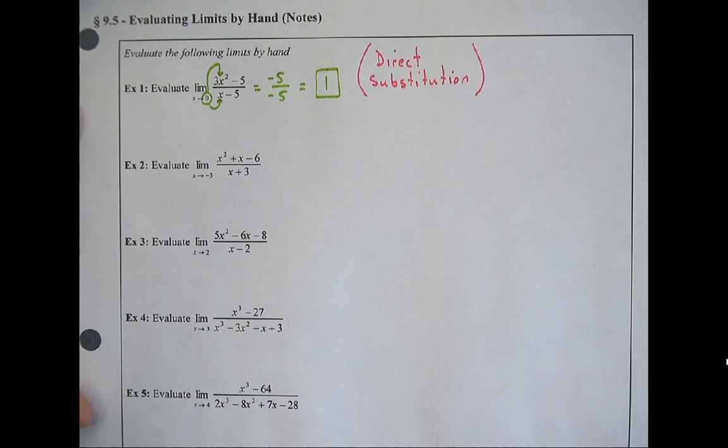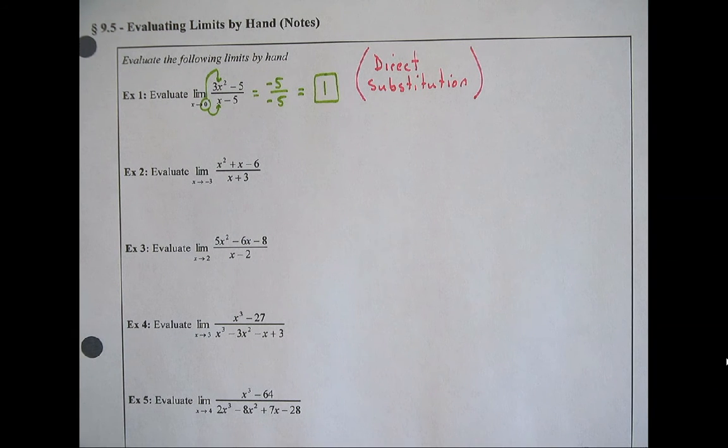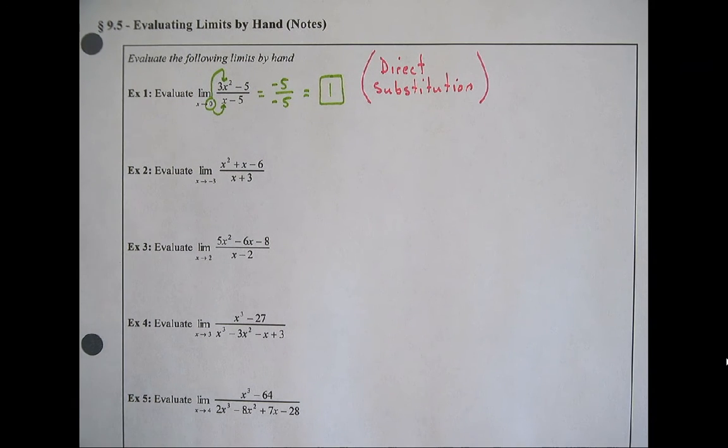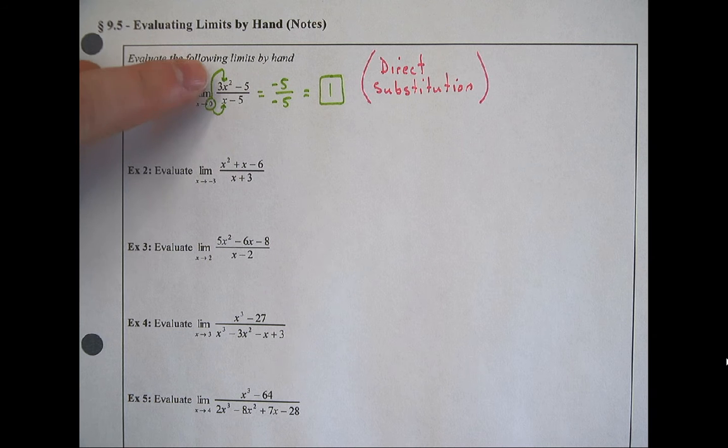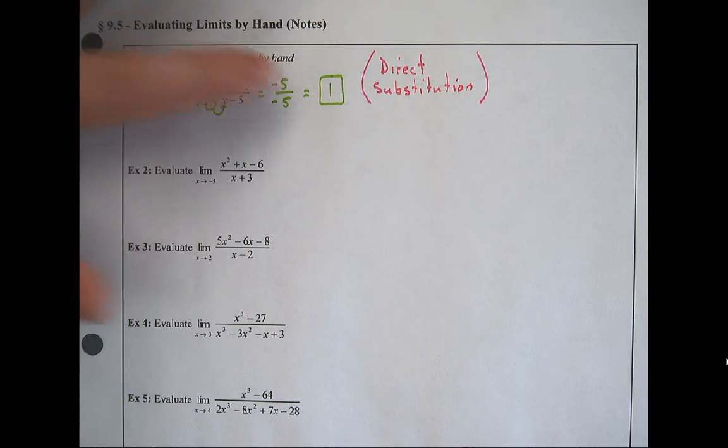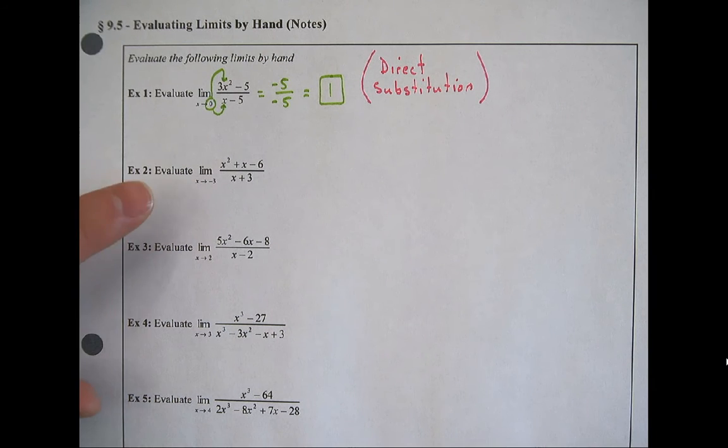Now, direct substitution is what I would recommend doing every single time because it's the quickest, most efficient way to evaluate a limit. The problem is direct substitution only works if you're evaluating a limit at an x value where the function is continuous. So I know that my function is continuous because when I plugged in this value, I got an answer. Okay, so let's look at what happens when we try to direct substitute and we run into a problem.